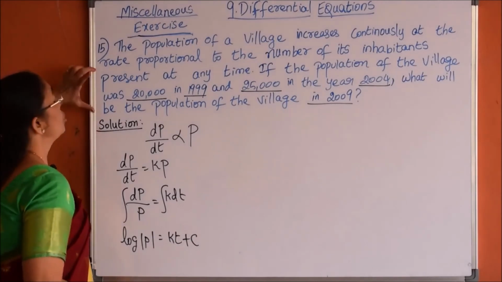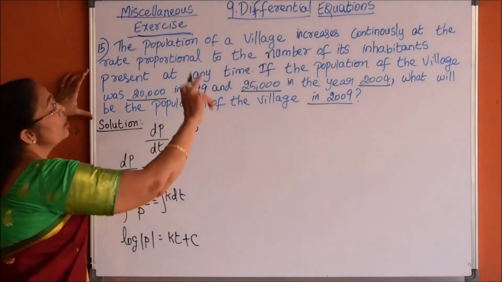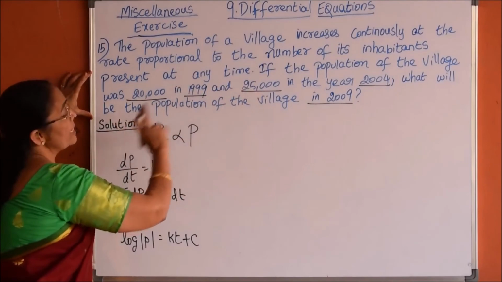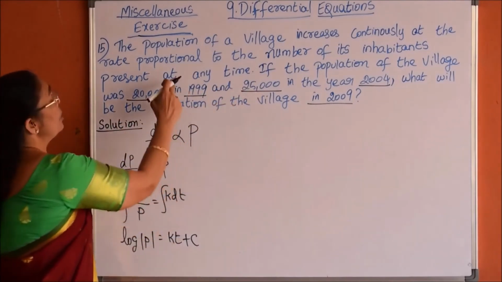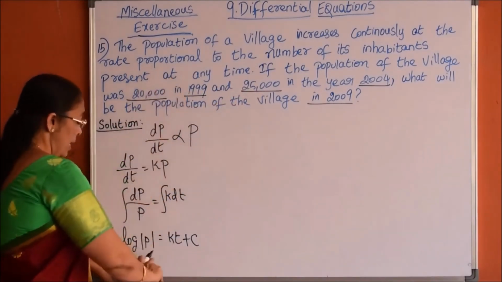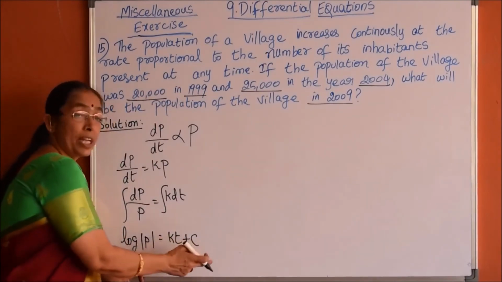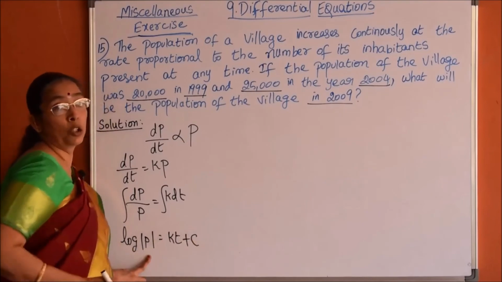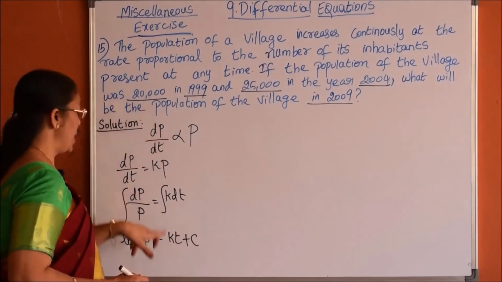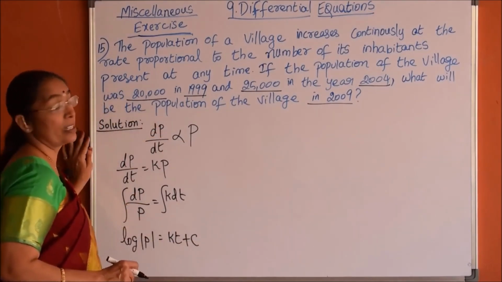Now to find out the population of the village in 2009, we have to use these given conditions, and we have two unknown quantities in this. k is one unknown quantity and c is another unknown quantity. So we use these conditions and find out the values of k and c first.